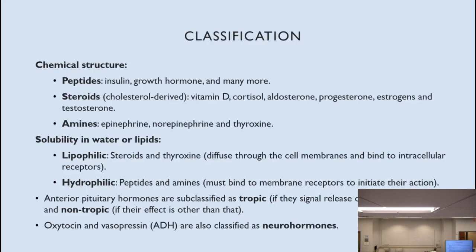And in the pituitary, we have the examples of oxytocin and vasopressin that are classified as neurohormones simply because they are made in the hypothalamus. Okay, there are some hypothalamic nuclei that produce these hormones, and they are stored in the posterior pituitary, and from there they are going to be released.